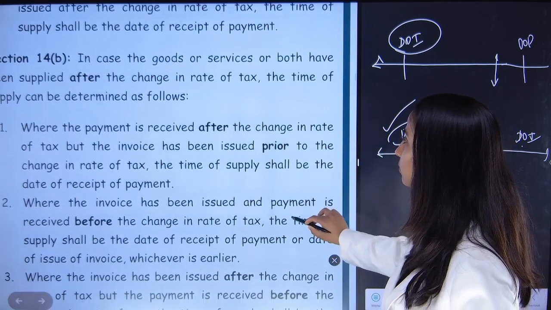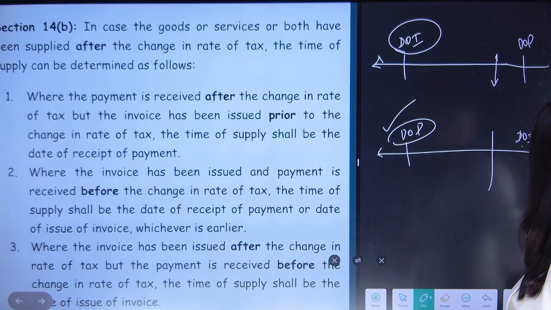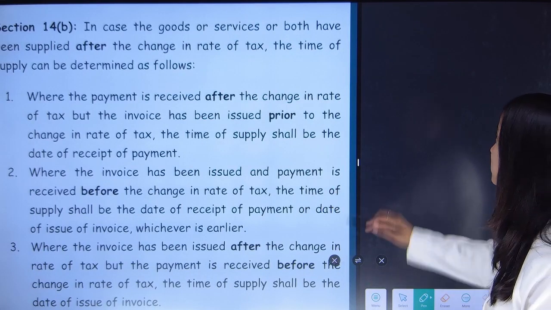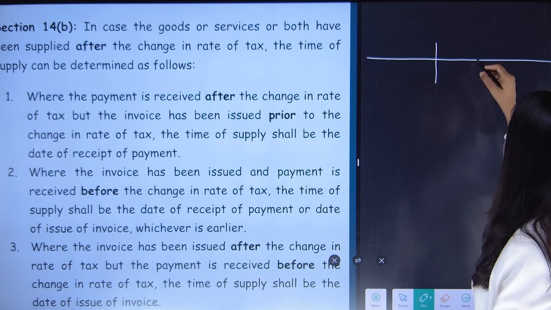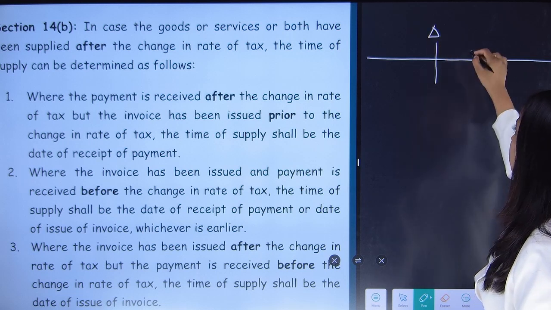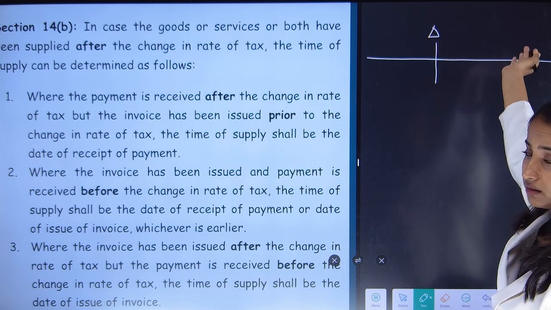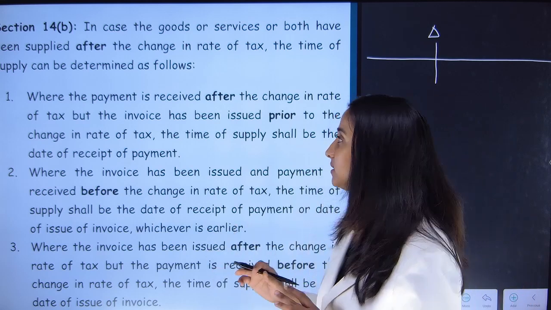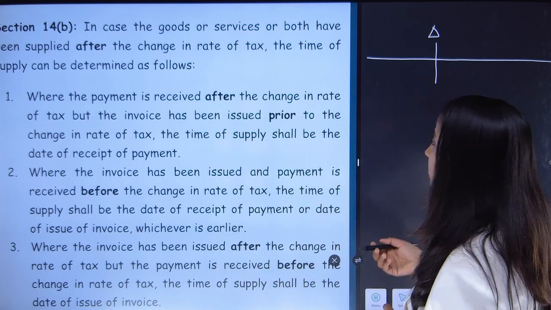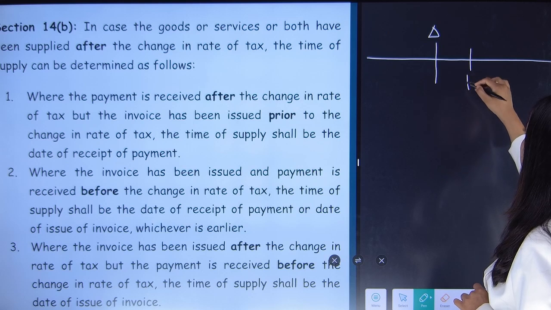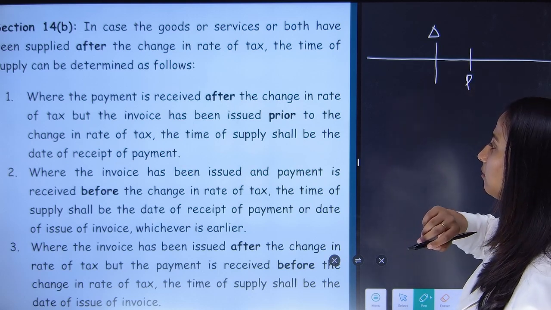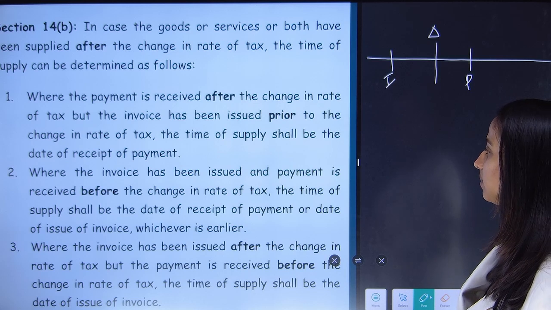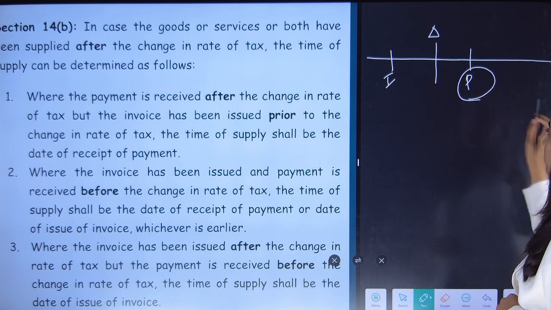Okay. Now, second condition, in case the goods or service or both have been supplied after the change in rate of tax. Now this is your change in rate of tax. This is your supply, your supply is being done here. In my first case, the supply was before the change in rate of tax. Now in this case, this is after the change in rate of tax. Where the payment is received, this is the payment date, but the invoice has been issued, this is my invoice date. The time of supply shall be the date of receipt of payment.